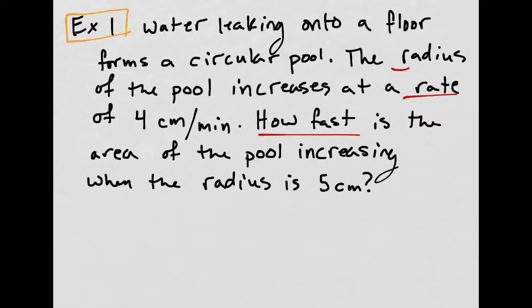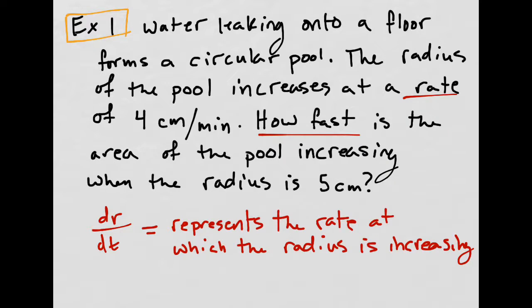Usually you denote the radius with an r, so I'm going to say dr, I'll do it in red, that's fine, dr, well, minutes, I'm just going to say time, and then the time will be in minutes. That's what I should have done in the first place, but dr dt. This will represent the rate at which the radius is increasing, the radius of the pool.